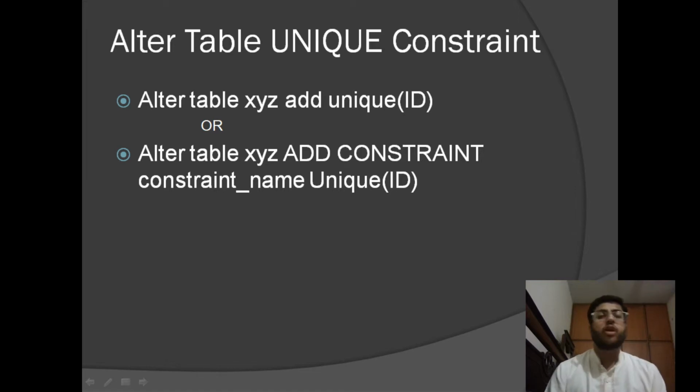So the first query is alter table xyz add unique id. Now what we are doing is altering the table, modifying the table xyz, and adding the unique constraint to the id, right? Similarly, the second query is alter table xyz add constraint name and then unique id. So we are writing the keyword constraint, then the name of that constraint, what constraint and where we want to apply it. We write the constraint name and then the unique constraint, and we want to apply it on our id, right?